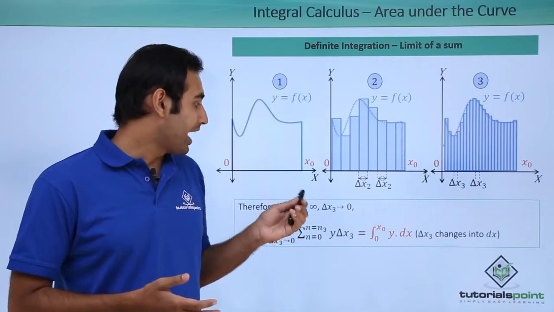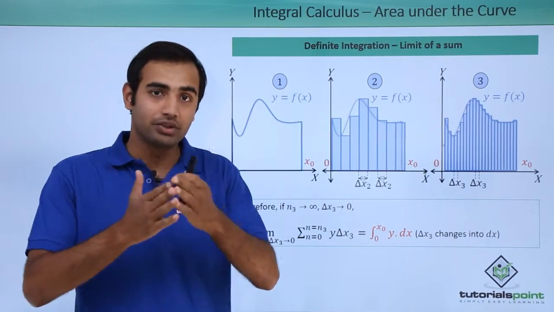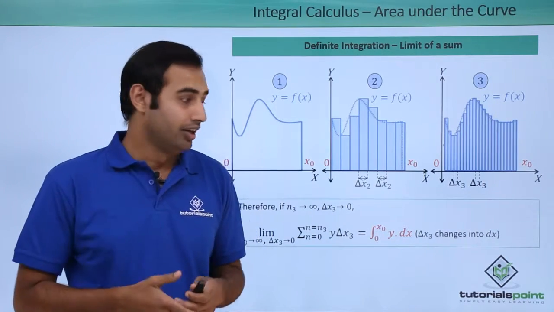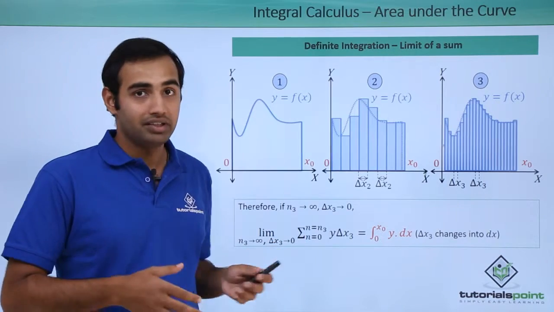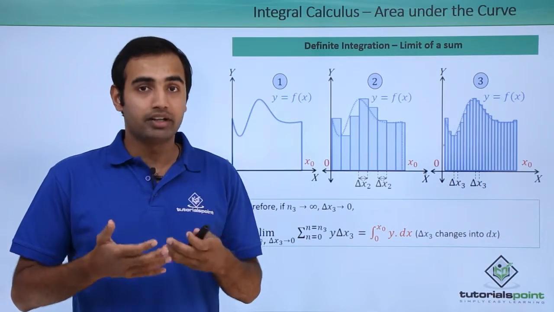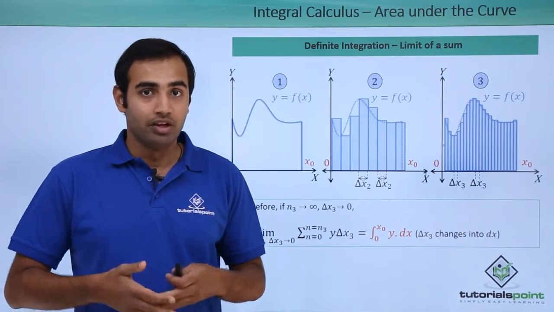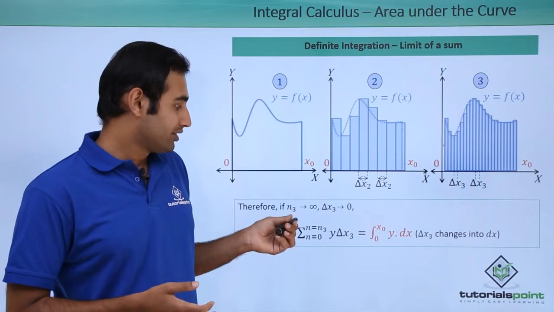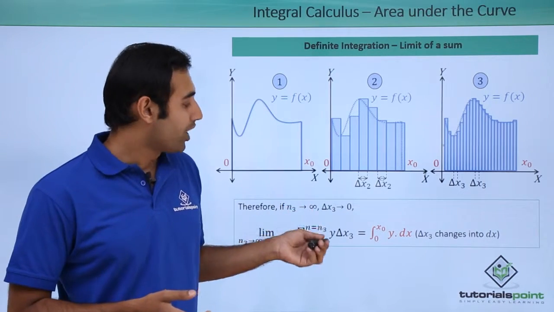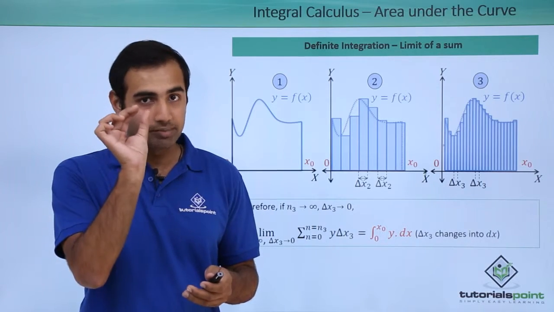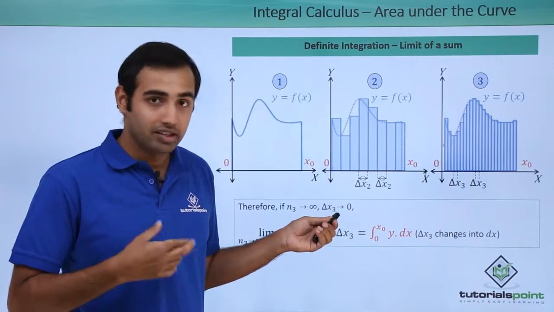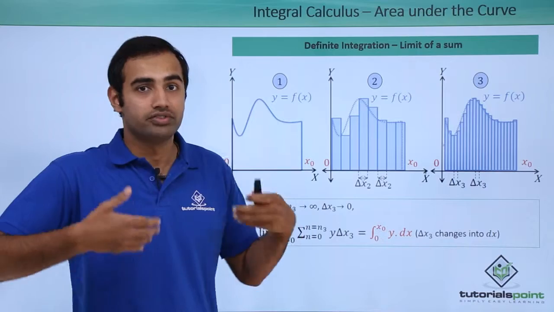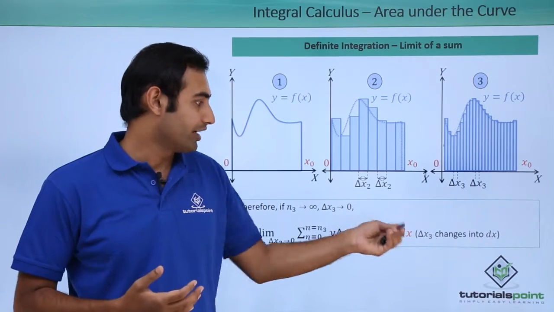Over here you can see that as the number of rectangles I use tends to infinity, the width of each rectangle tends to 0 or becomes infinitesimally small. In that situation, my sum can be represented as a limit. The limit we already saw in the last topic of differentiation. So over here I can write limit n3 tends to infinity, delta x3 tends to 0, sigma n equal to 0 to n3 y into delta x3. Now delta x3 is becoming extremely small, so I can replace delta x3 simply with dx, and I can write this expression as integration from 0 to x naught y dx.